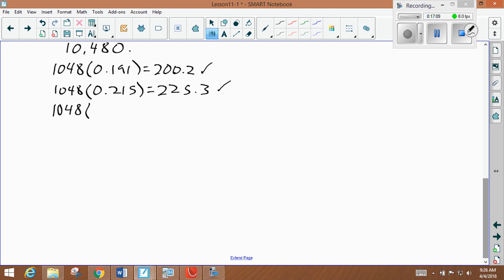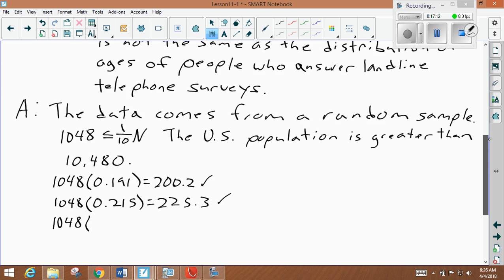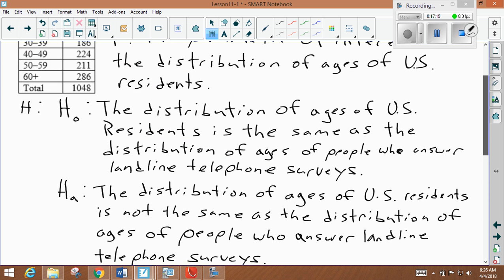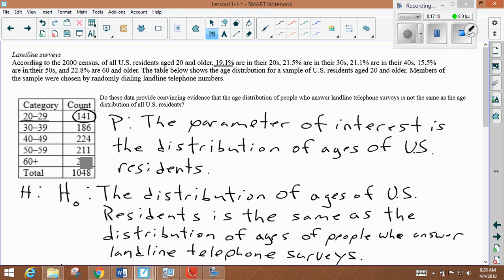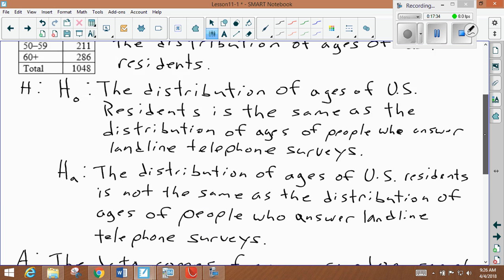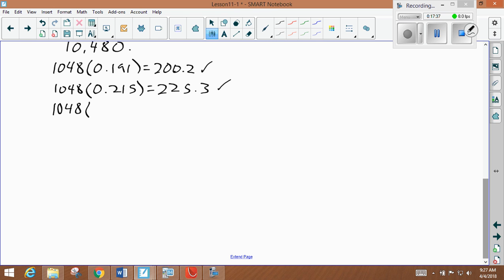Our next one is people in their 40s. What is the percentage of people in their 40s in the United States based on the census? 15.5%, so we multiply our sample size times 0.155, which turns out to be 162.4. That also checked out.